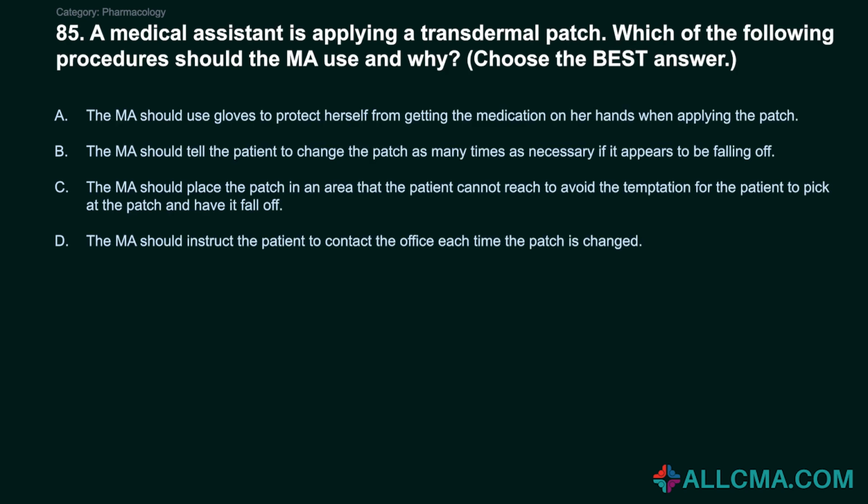85. A medical assistant is applying a transdermal patch. Which of the following procedures should the MA use and why? Choose the best answer. A. The MA should use gloves to protect herself from getting the medication on her hands when applying the patch. B. The MA should tell the patient to change the patch as many times as necessary if it appears to be falling off. C. The MA should place the patch in an area that the patient cannot reach to avoid the temptation for the patient to pick at the patch and have it fall off. D. The MA should instruct the patient to contact the office each time the patch is changed.